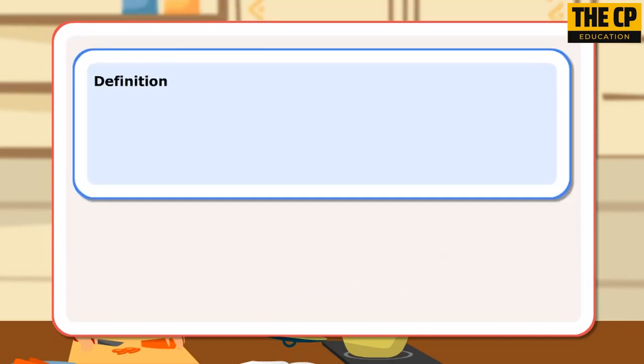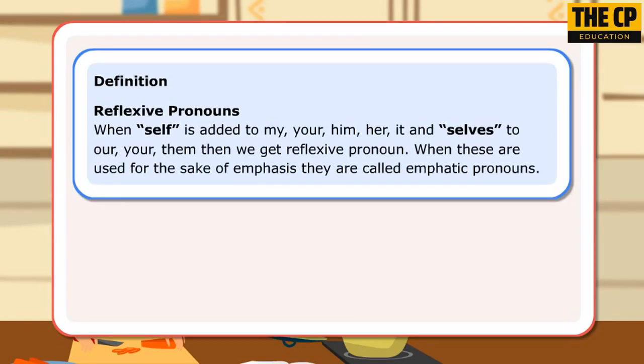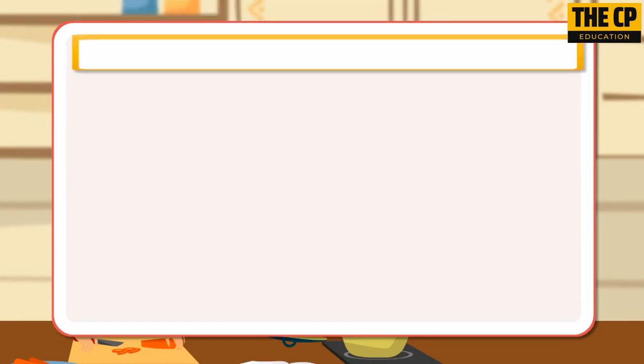Definition: reflexive pronouns. When self is added to my, your, him, her, it, and selves to our, your, them, then we get reflexive pronouns. When these are used for the sake of emphasis, they are called emphatic pronouns.